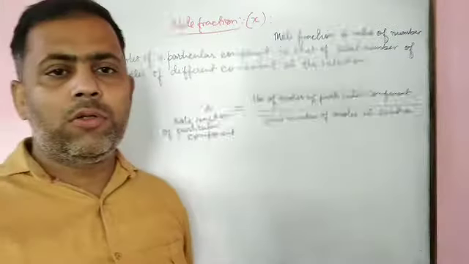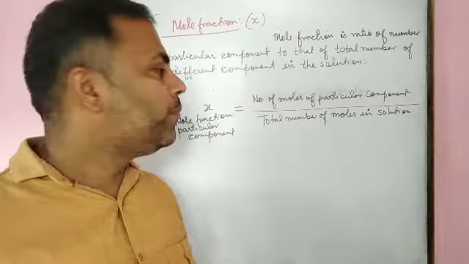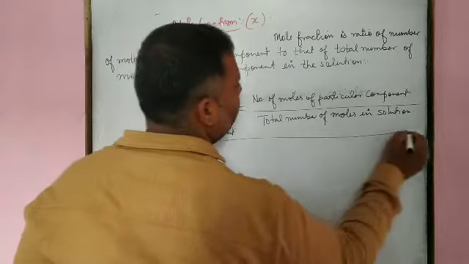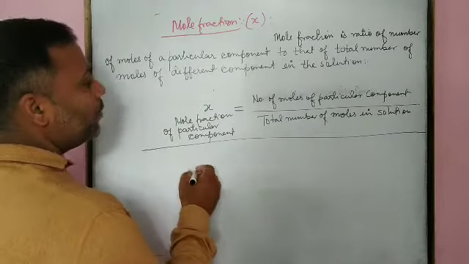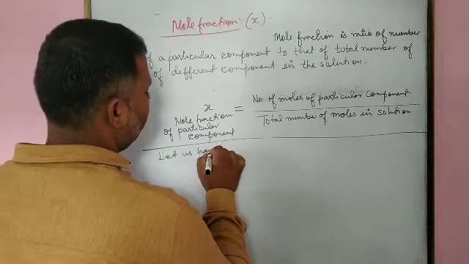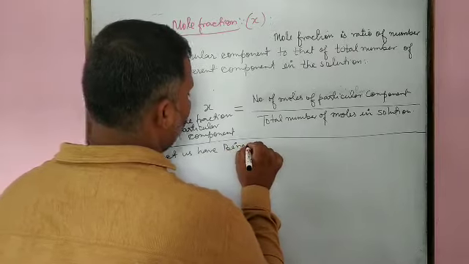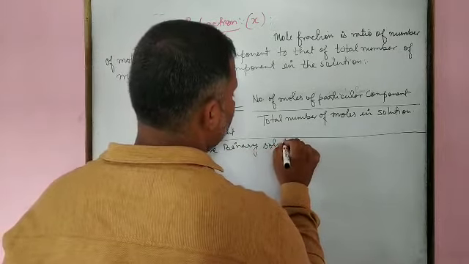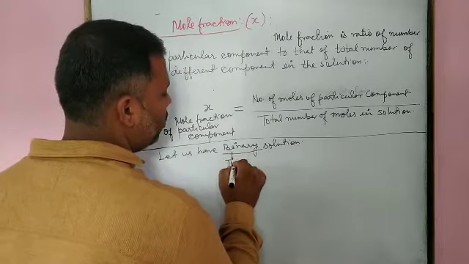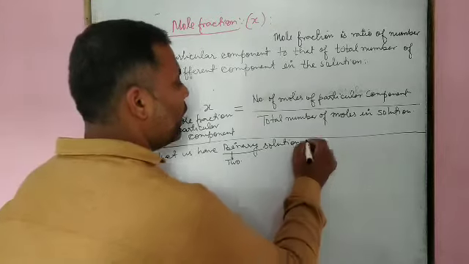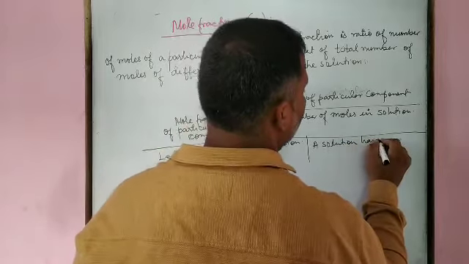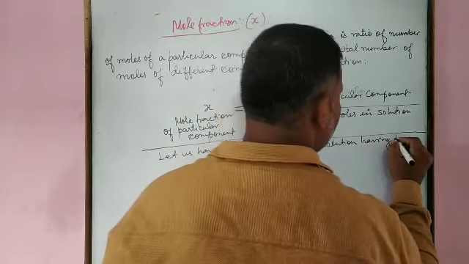This will be more clear to you if we take a binary solution. Let us understand it by taking an example of a binary solution. You know binary solution, as the name indicates, bi means 2. That means binary means a solution having 2 components.